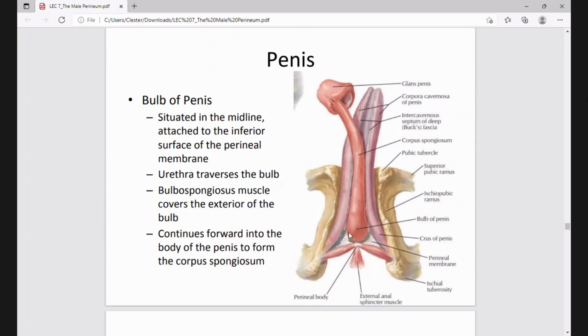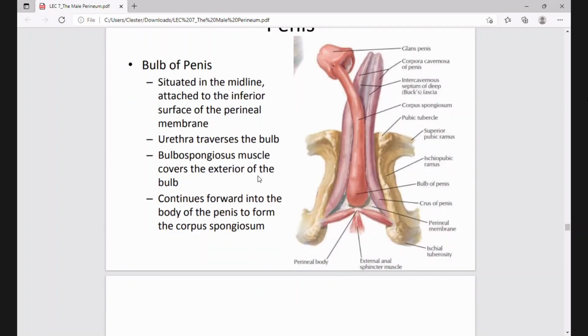So in the male, the penis is not only an organ of copulation, it is also where the urethra passes through. So it serves both as an organ of copulation and as part of the urinary system in the male. In the female, of course, the clitoris, which is the embryonic counterpart of the penis, there is no urethra that passes through there.